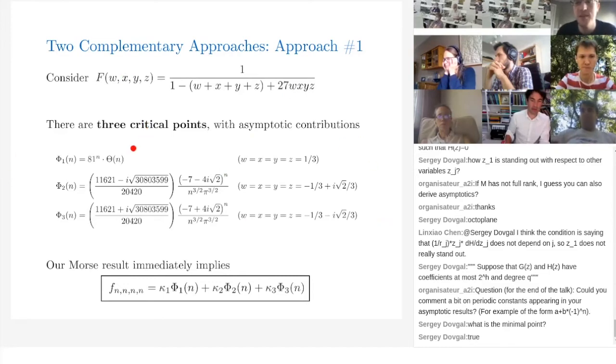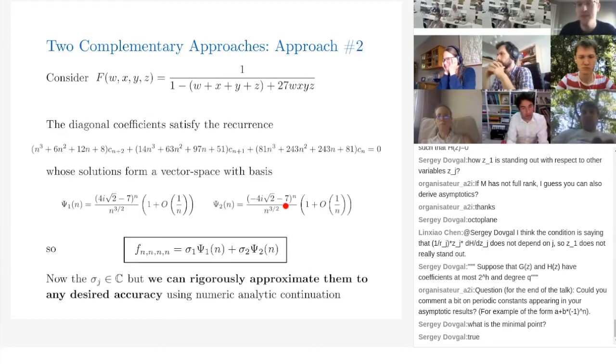There are 3 critical points, it turns out: one that looks like 81 to the n and two others that have other behavior. You can check that there are no critical points at infinity, so we know we have a linear combination of these asymptotic expansions. Really, this is the beginning of an asymptotic expansion, so each should be plus dot dot dot. If you compute the differential equation and then get a recurrence, you'll get a vector space of solutions. So again, you'll have a linear combination of these two, where now these sigmas are just complex numbers instead of integers like on the previous slide.